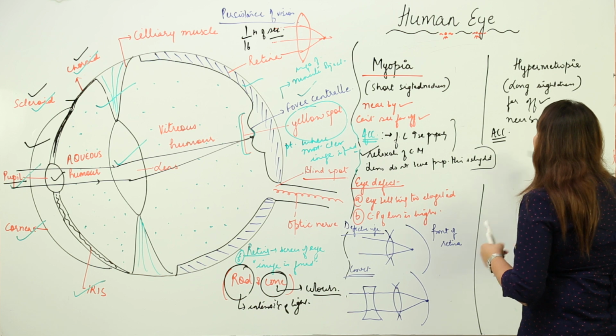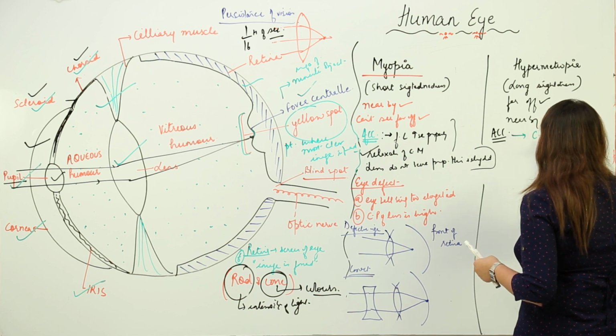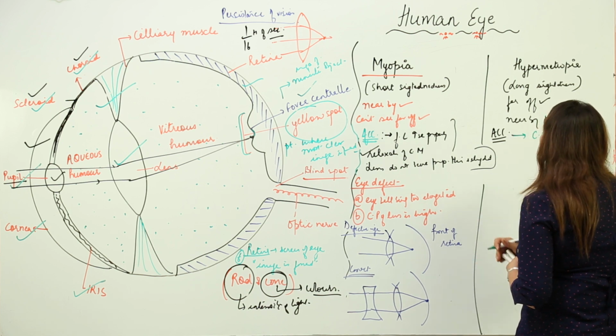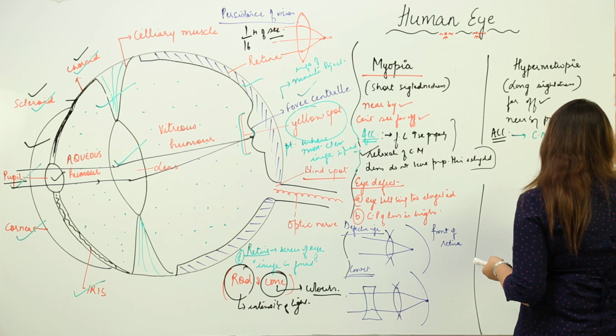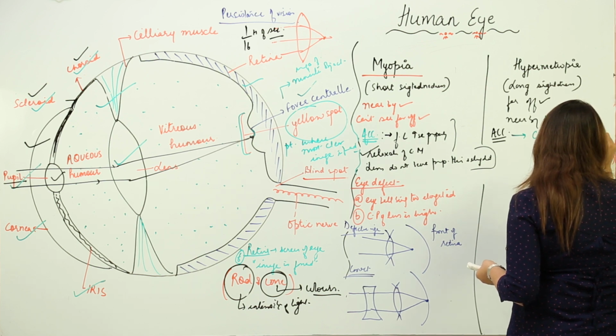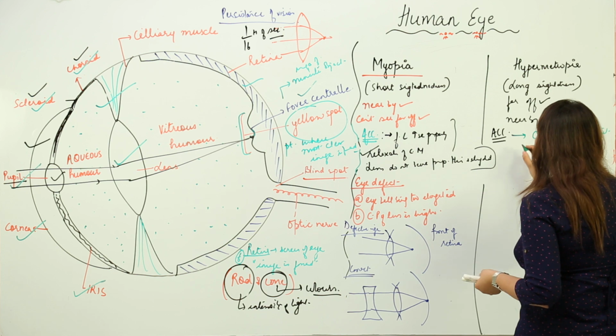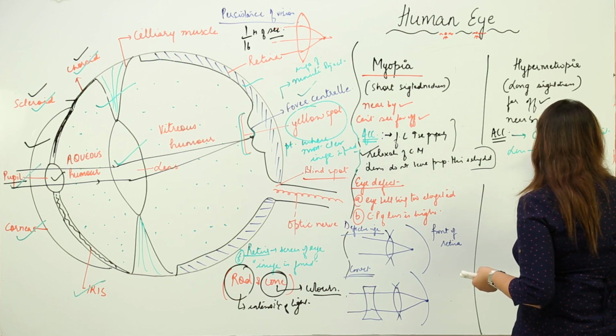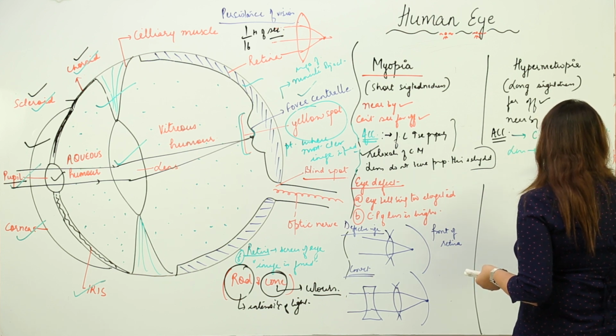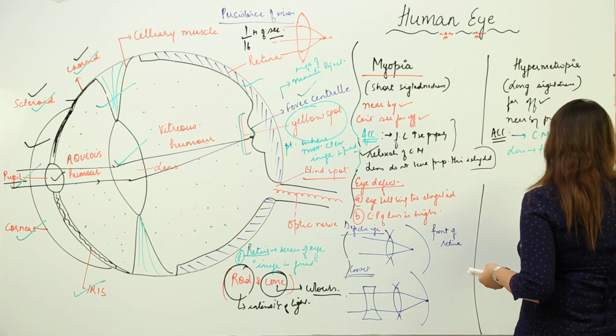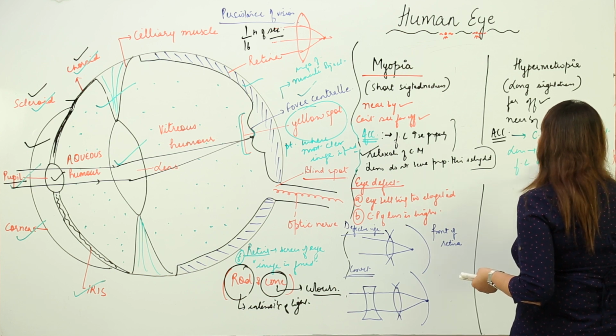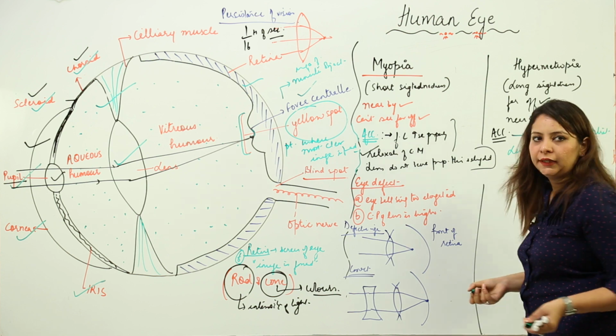It means that ciliary muscles do not contract properly, due to which the lens does not become thick and short in a proper manner, and as a result focal length does not decrease properly.